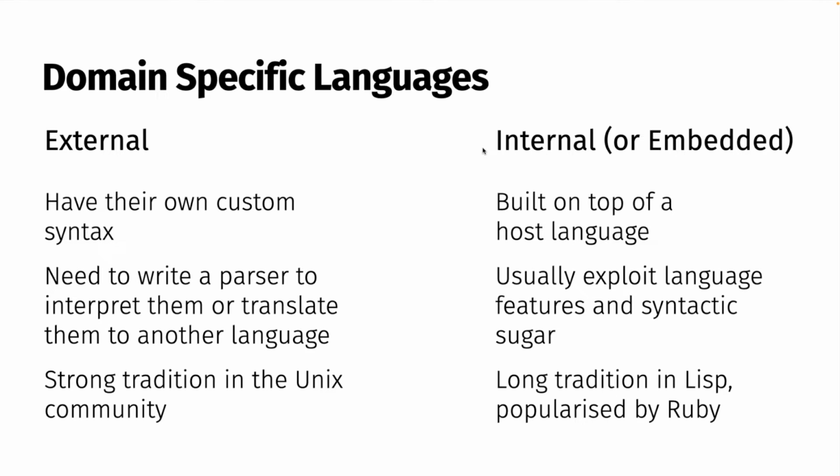Instead, internal DSLs are built on top of a host language. So in our case, it's going to be Kotlin. They exploit language features, syntactic sugar, and many things to give the impression that you are using a different language. But in the end, you're really just using the host language, like in our case, Kotlin. There's been a long tradition in Lisp for these internal DSLs. But they have been re-energized or repopularized by Ruby, and now also by Kotlin and Scala.